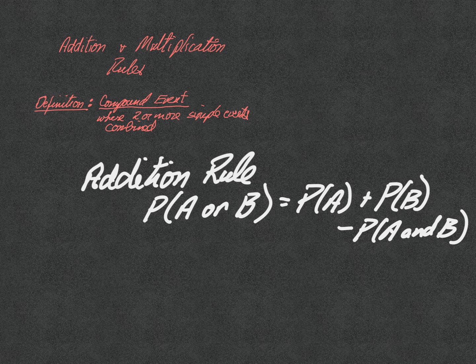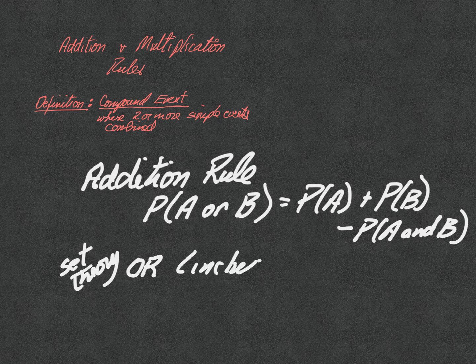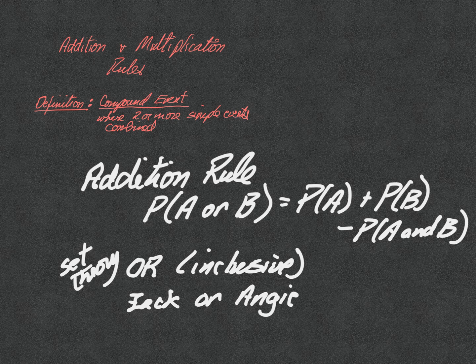Now we should talk about the meaning of the word or. It's really a set theory word. And if you've done any computer programming or anything, it's an inclusive or. Inclusive, which means that if I say, let's say, Zach or Angie went to the store, okay?